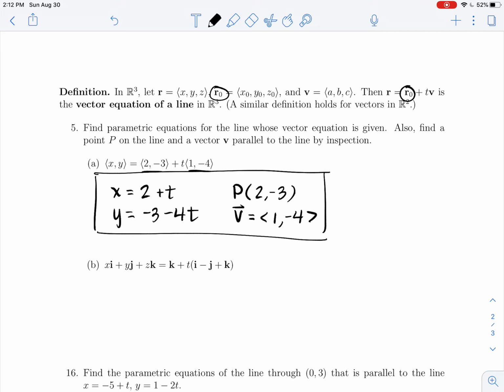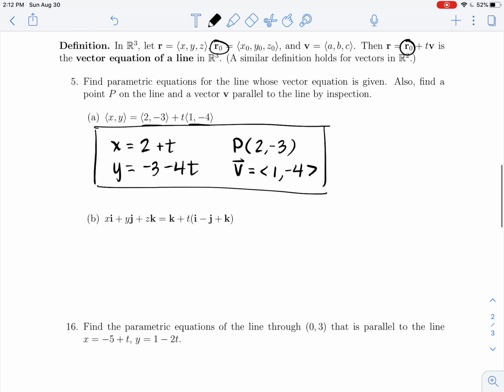Part B is the same. The only difference is they're writing it out in IJK notation. Otherwise, everything else follows. If you would like, you could write it back into that angle bracket notation, which would be <x, y, z> equals <0, 0, 1> plus t<1, negative 1, 1>. Right? This is an optional step. It's not required. Now let's write out the parametric equations.